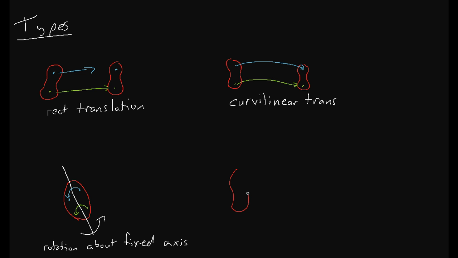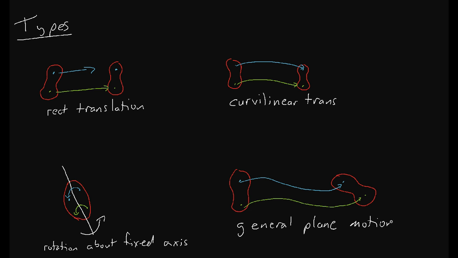And then the final type of motion is going to be called just general plane motion. And so this is the one that allows rotation in a planar motion. So here you see the peanut is going from left to right, and it goes a curved path, so it's curvilinear, but it's not translation because the point that used to be vertical, so the blue point used to be right above the green point, it's no longer right above the green point. So it's no longer translation, and so we just call it general plane motion.